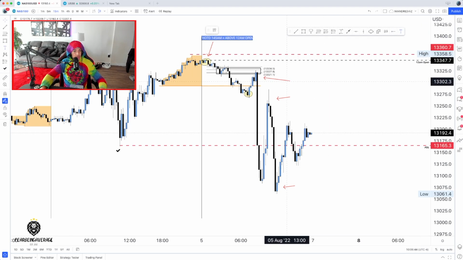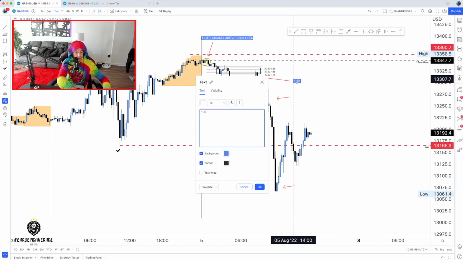So let's start to annotate this. We had the 1 hour order block along with the fib short. Also, what did we have? The 8:30 a.m. NFP news.